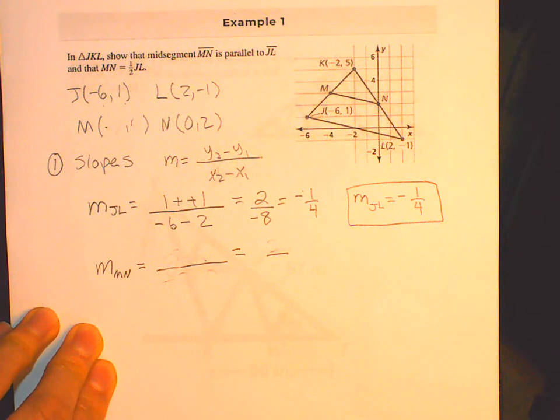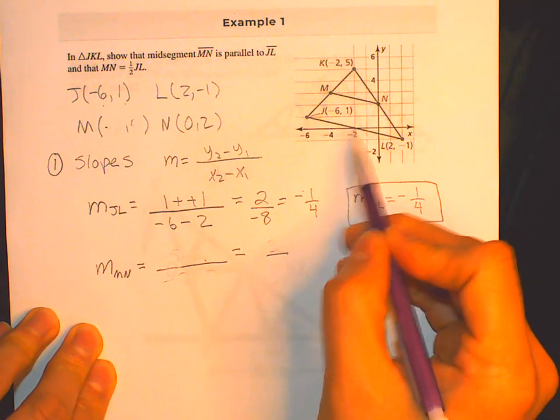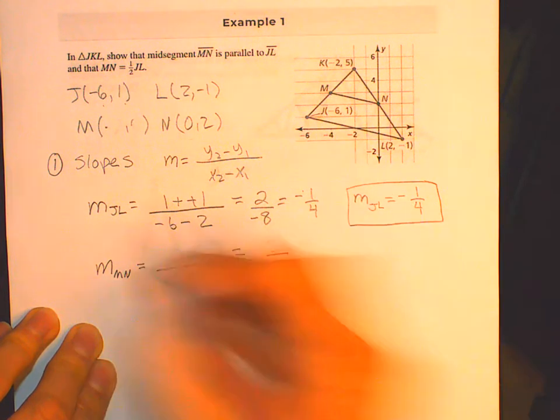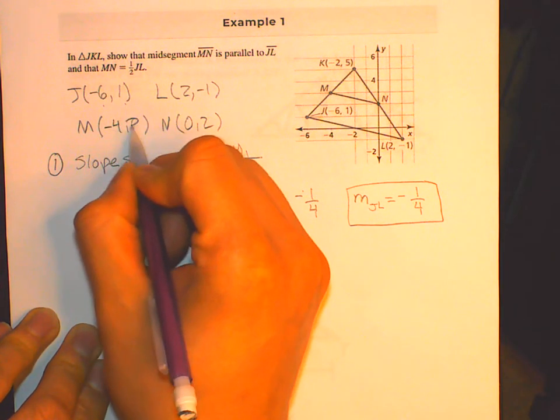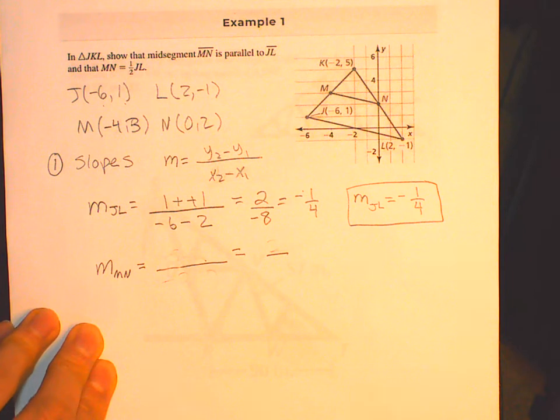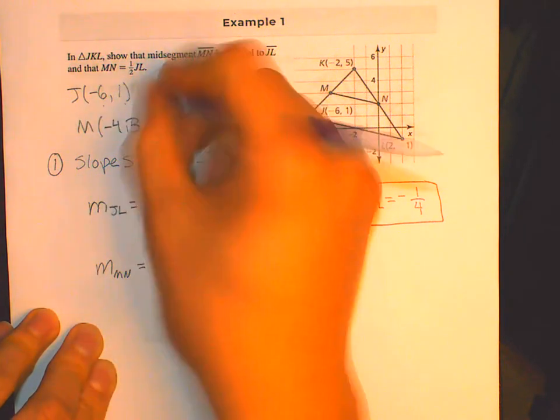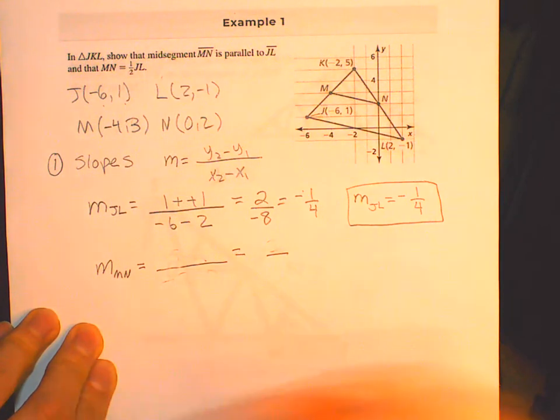So M is actually -4, 3. Okay, that was my mistake. Why didn't anybody of you guys correct me? So now we can actually do this again. Sorry about that. You know where I got confused? I saw this number and I thought, okay, it's there. No, it's the wrong number.